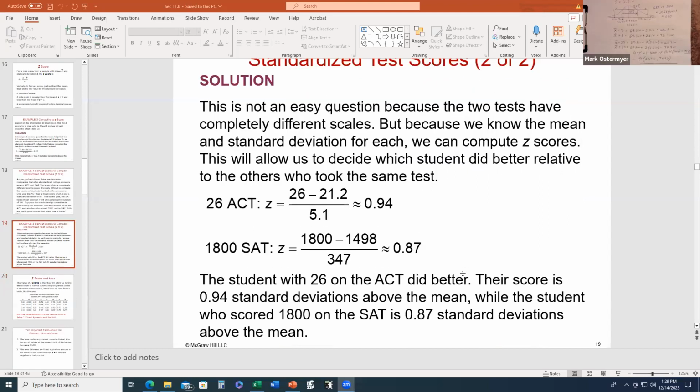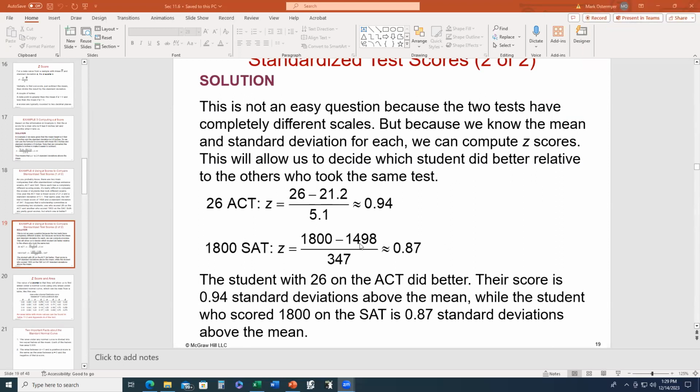Aha. Now, ladies and gentlemen, who scored better? The ACT student or the SAT student? Which score is further above the mean score for the respective exam? The ACT score or the SAT score? Anybody? Who scored? What's that? The ACT one?